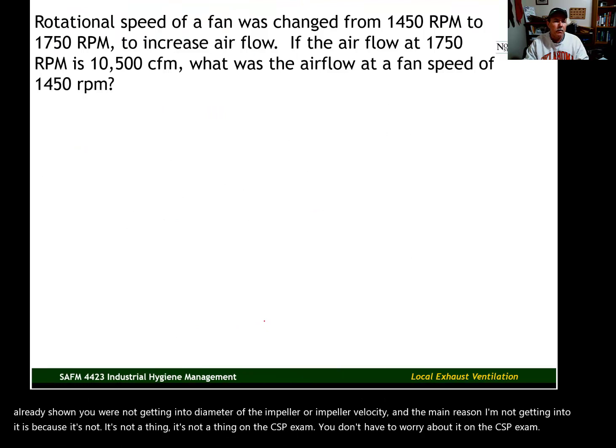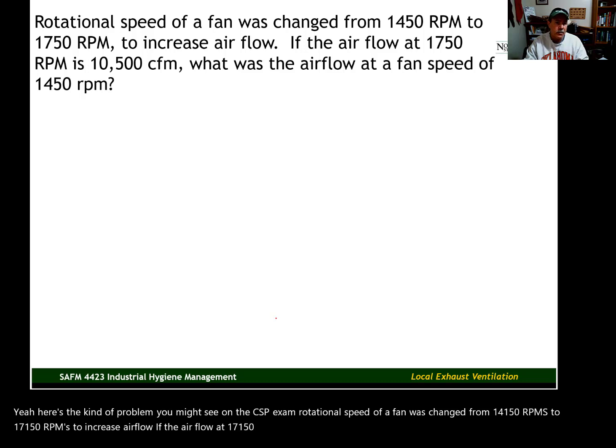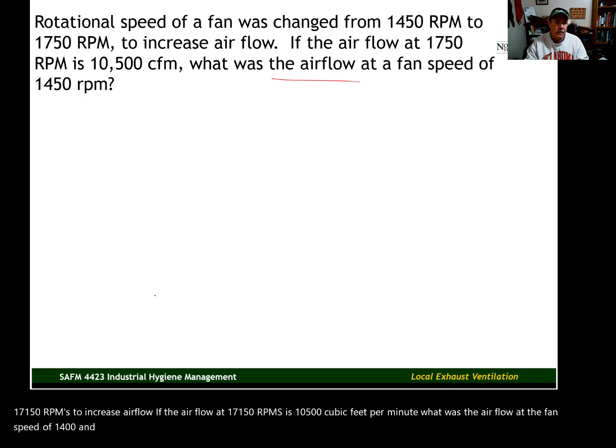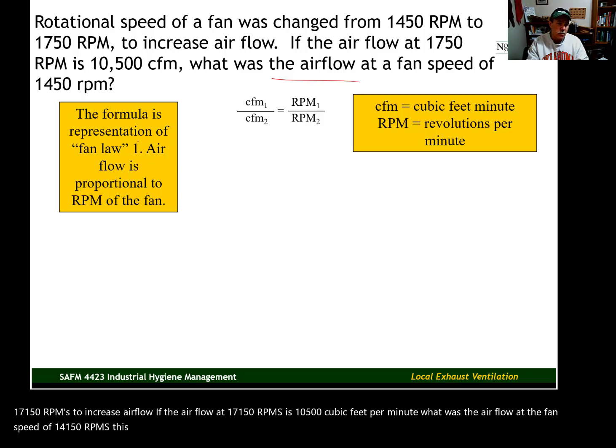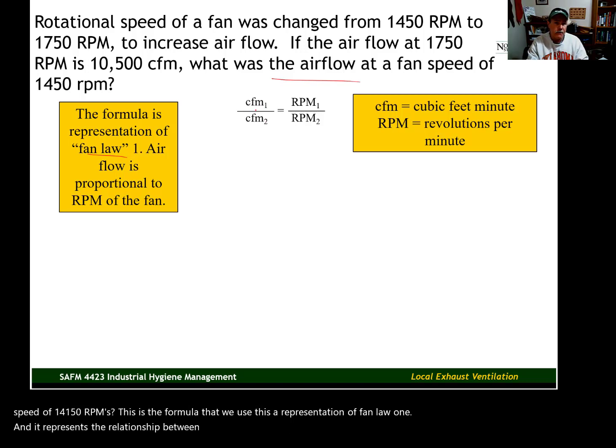Okay, here's the kind of problem you might see on the CSP exam. Rotational speed of a fan was changed from 1450 RPMs to 1750 RPMs to increase airflow. If the airflow at 1750 RPMs is 10,500 cubic feet per minute, what was the airflow at the fan speed of 1450 RPMs? This is the formula that we use. It's a representation of fan law 1, and it represents a relationship between the cubic feet per minute of air that's being moved at different RPMs.